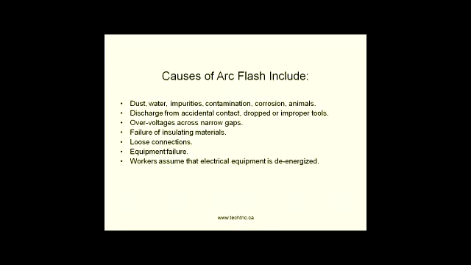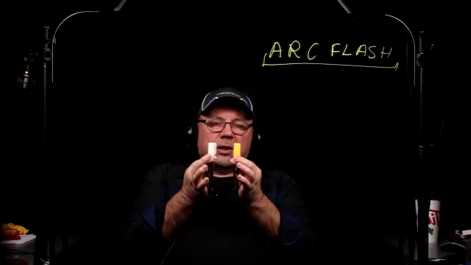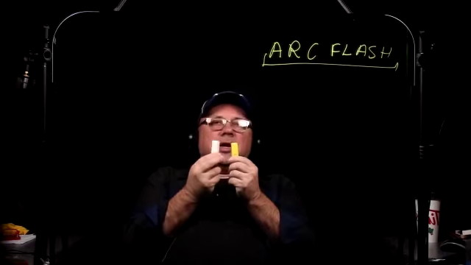Discharge from over voltages across narrow gaps. Air is a pretty good insulator. However, if you have a couple of terminals that are highly charged and you bring them closer together, you're going to get a spark jumping across those two terminals. Usually it's unwanted. However, do we have situations where it's wanted? Again, welding is one. The other would be the spark plug in your engine. You get the spark jumping right through the air.